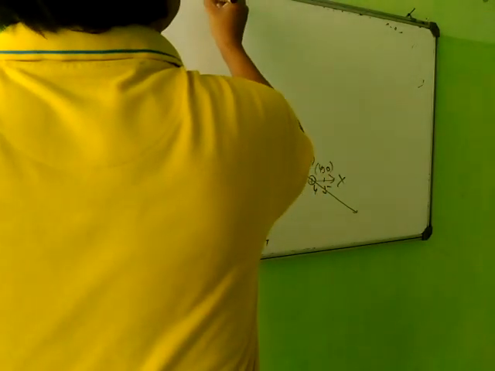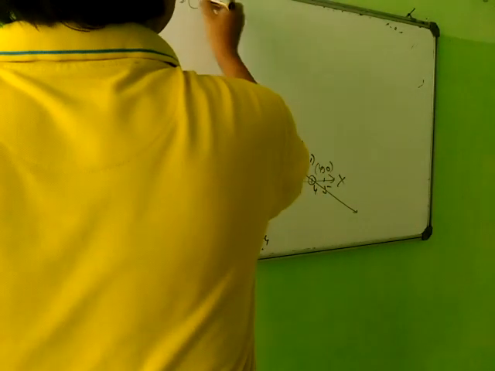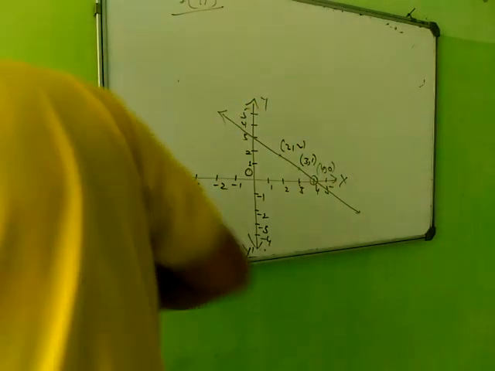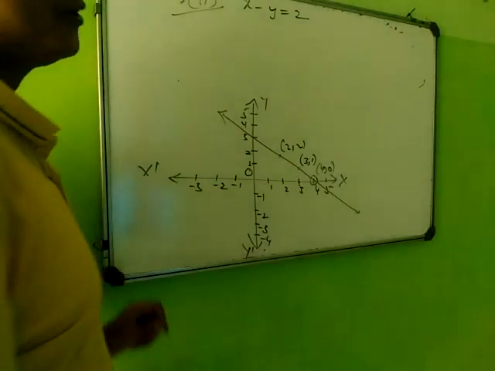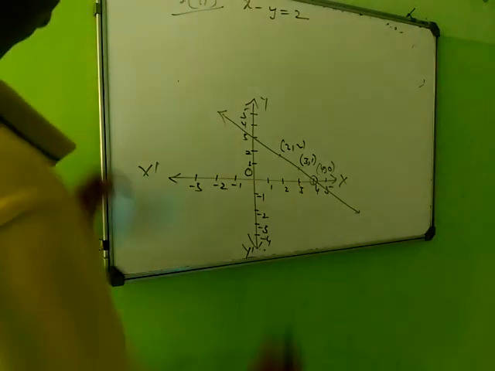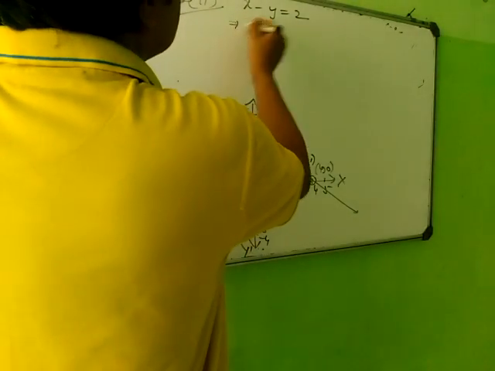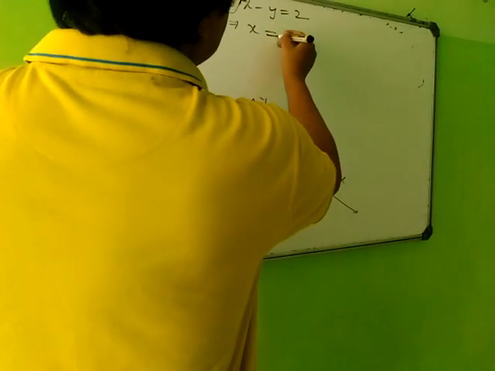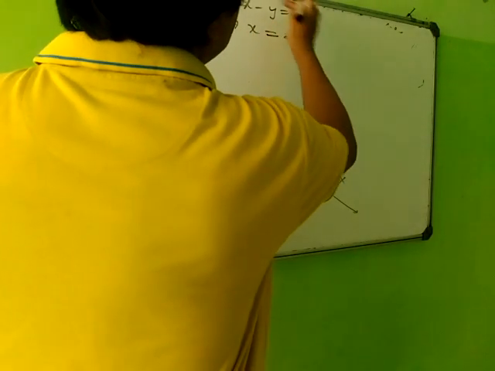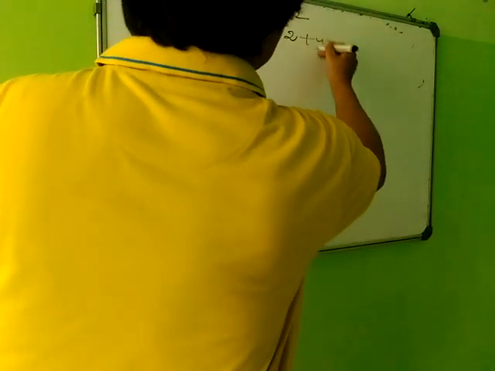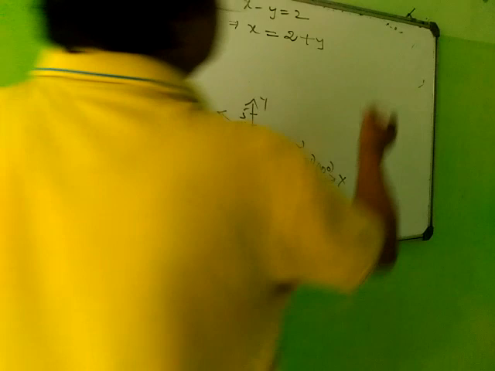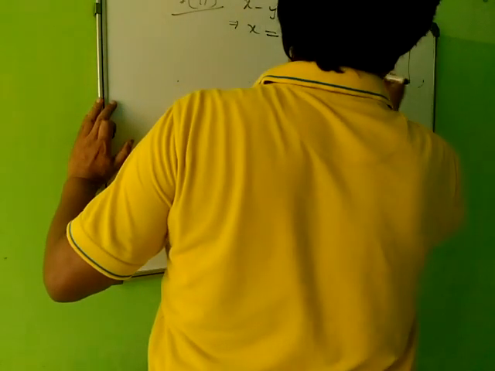Let us take question number 1. So it is x minus y is equal to 2. So you have to draw the graph. So from here, this gives x equals 2 plus y, you take minus y to the right side. Now you take 3 points.